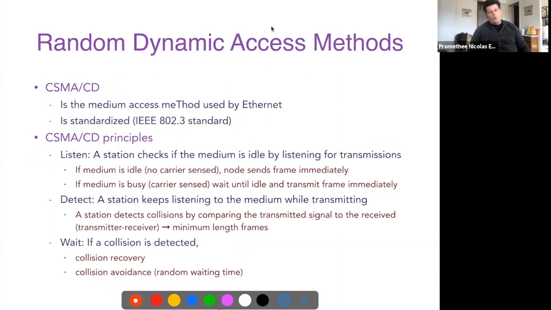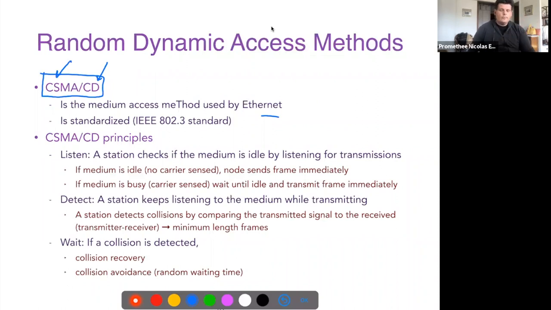Anyway, what is used by Ethernet is what we call CSMA/CD. It's just the name of the algorithm. It's a very tough word, but it's just the algorithm. And the principle is quite simple. The CD means collision detection. So can we avoid the collisions? No, but we can detect them. And the CSMA means carrier sense multiple access, where you sense the carrier.